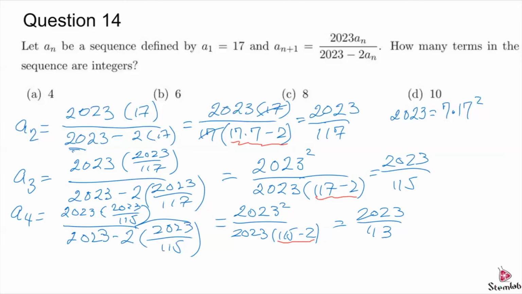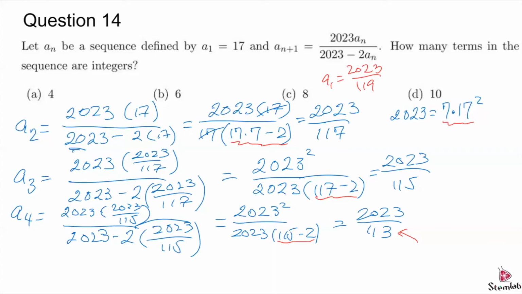So the only question is basically when does this denominator become a factor of 2023? Okay, so we know that for A1 it holds. We could actually have written A1 as 2023 all over 119, or 7 times 17. Okay. So since we're decrementing by 2, it will hit all the factors of 2023.